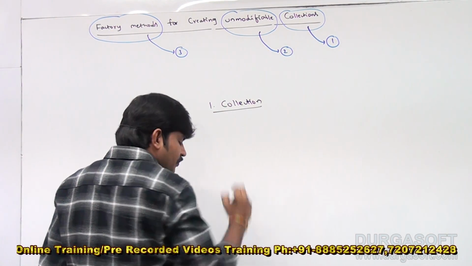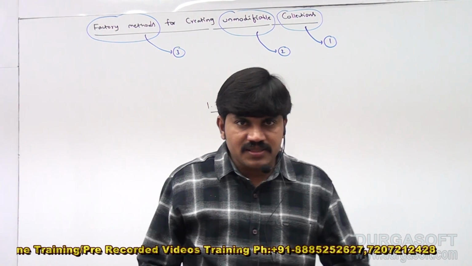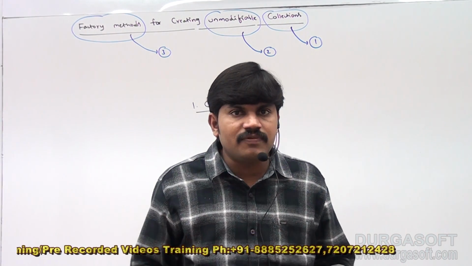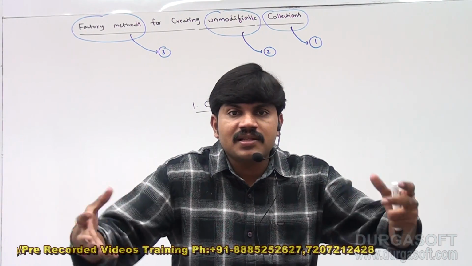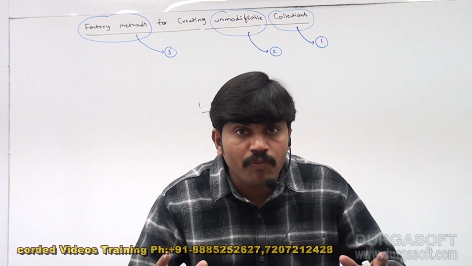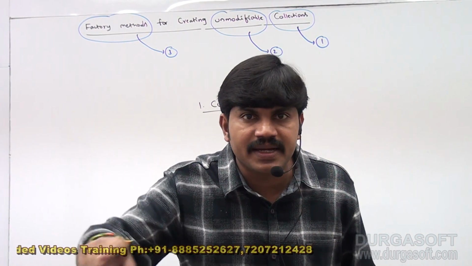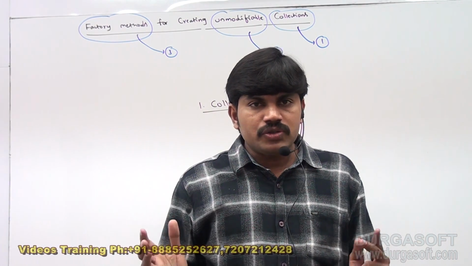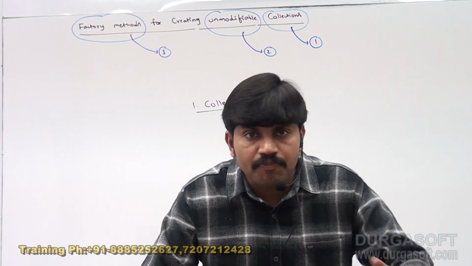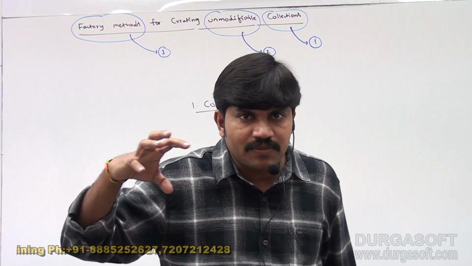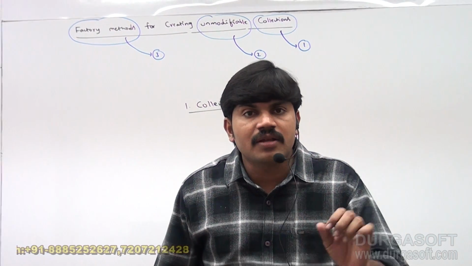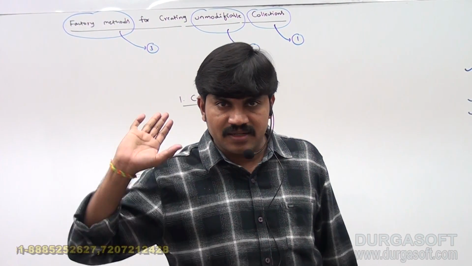Anyone, can you please tell? What is the collection? Collection is a normal word: collection of books, collection of items, or collection of pens, like this. If you want to represent a group of objects as a single entity, say I have 10 student objects or 10 customer objects, and I want to represent these 10 customer objects or 10 student objects as a single entity, then we should go for collection. Clear for all?